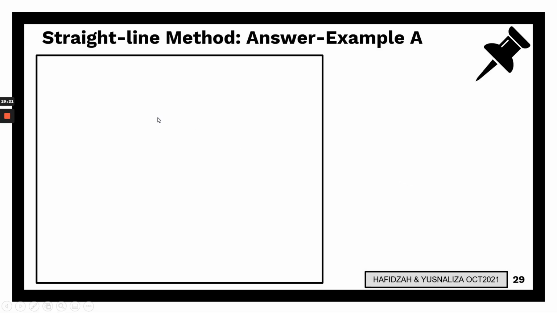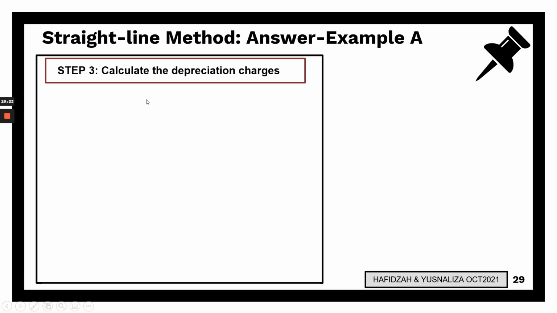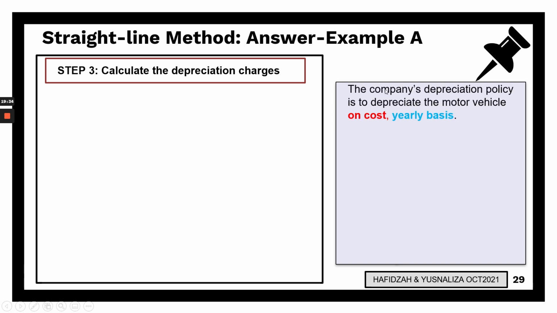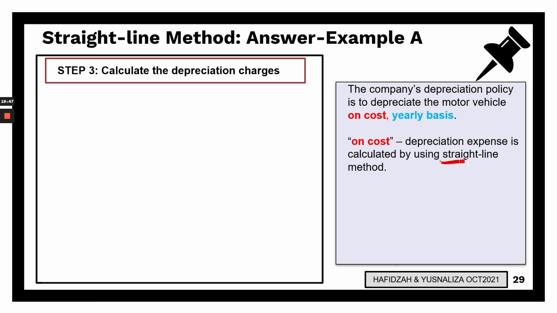Next is the calculation. So how do you calculate depreciation charges? First, you need to do some kind of extraction of information from the question. If you look, the company's depreciation policy is to depreciate the motor vehicle on cost, from the information in the question, yearly basis. On cost, that means that depreciation is calculated using the straight line method. So the word cost here refers to straight line method.